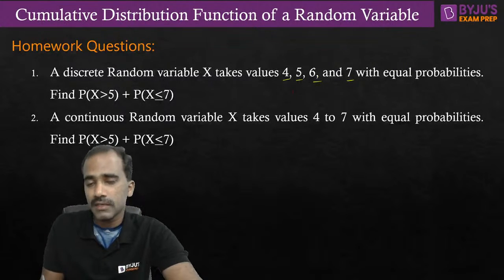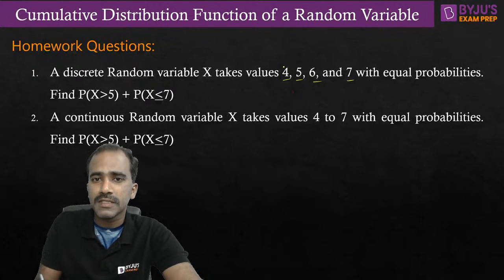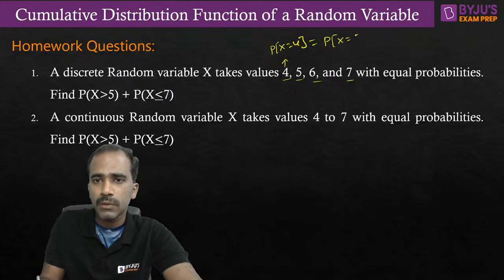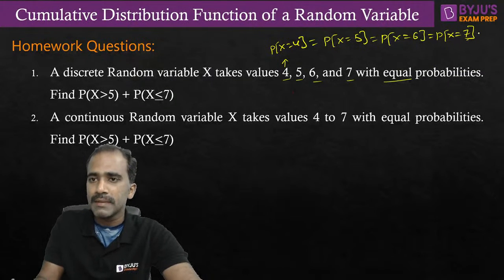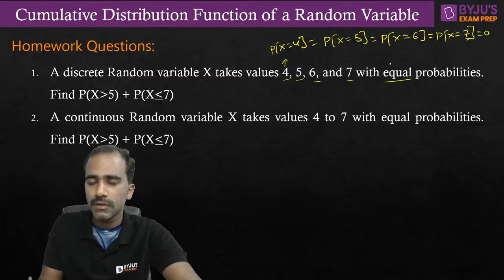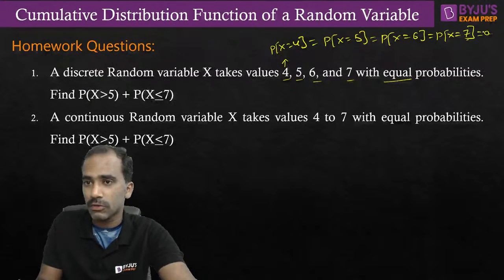If the 4 values have equal probabilities, then the probability of x equal to 4 is the same as the probability of x equal to 5, which is also the same as the probability that the random variable takes a value of 6, which is also the same as the probability that it takes a value of 7. That is the information given. Let me say this value is small a. You can take some other letter also.